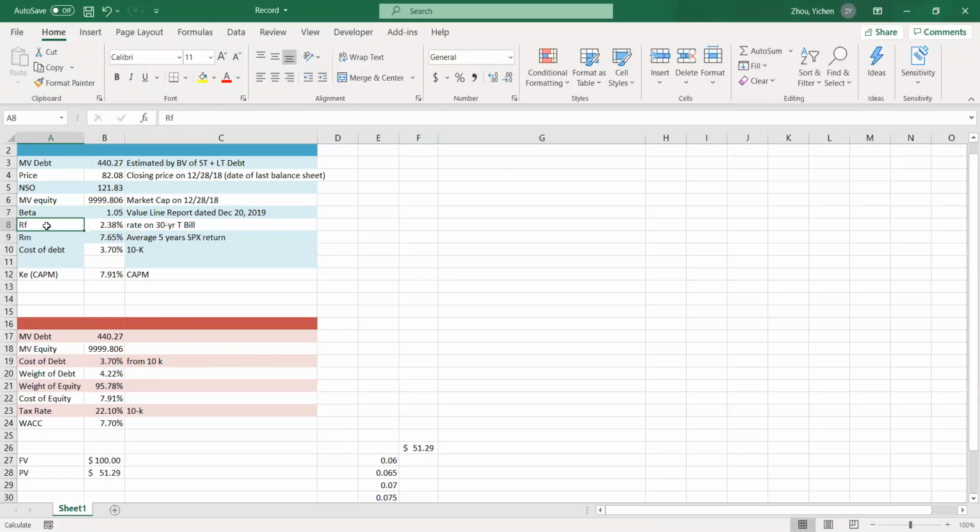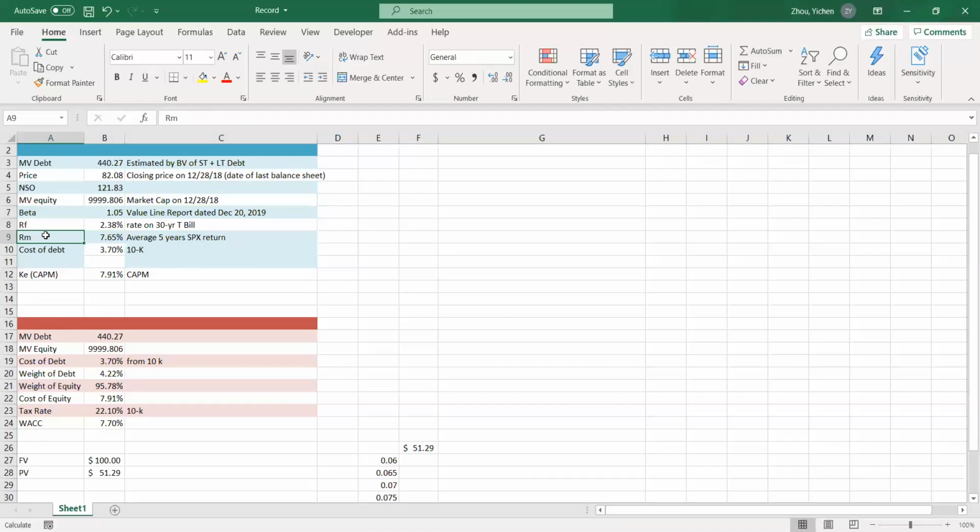The second input we need is the risk-free rate. We typically use either the 10-year or 30-year T-bill rate to represent the risk-free rate because we want to find out the company's long-term value. Therefore, using a long-term risk-free rate is better. Here we found the risk-free rate on treasury.gov, and it's 2.38%.